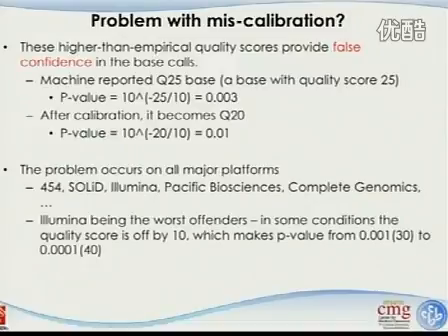Okay? And this problem occurs on all major platforms. All of these actually have it. And Illumina is the worst offender in some conditions, and the quality score is offset by 10, which means if they reported 40, which is the highest possible reporting, actually the error probability is 10 times higher than that. So we just need to be careful about this.